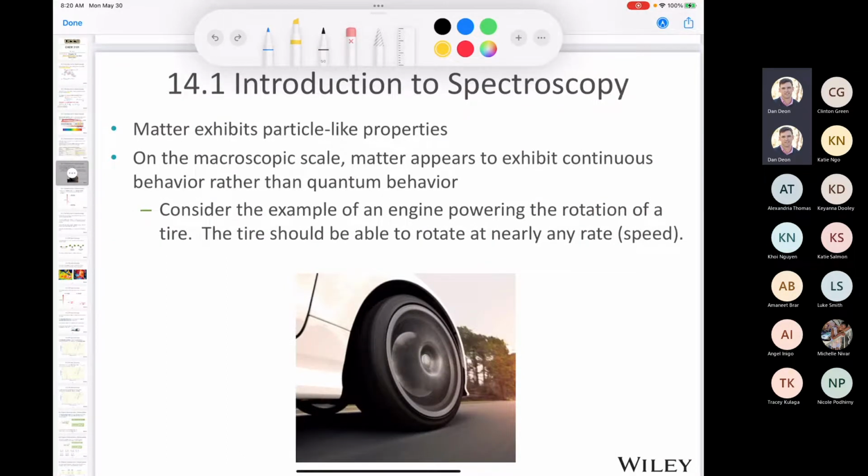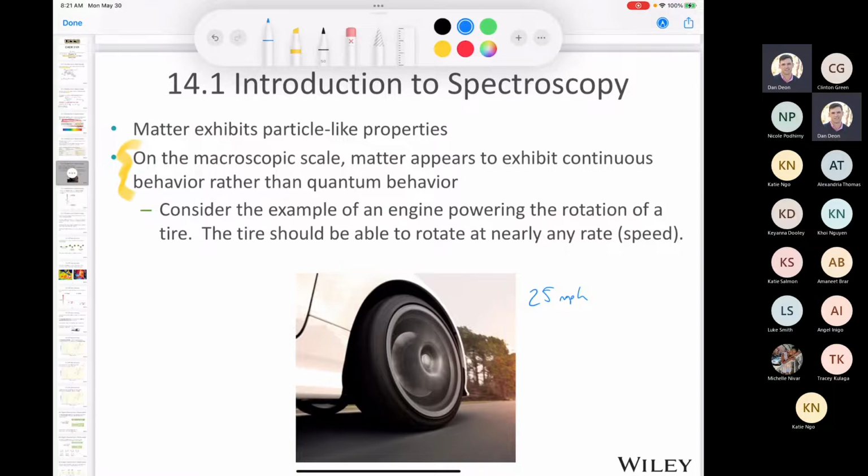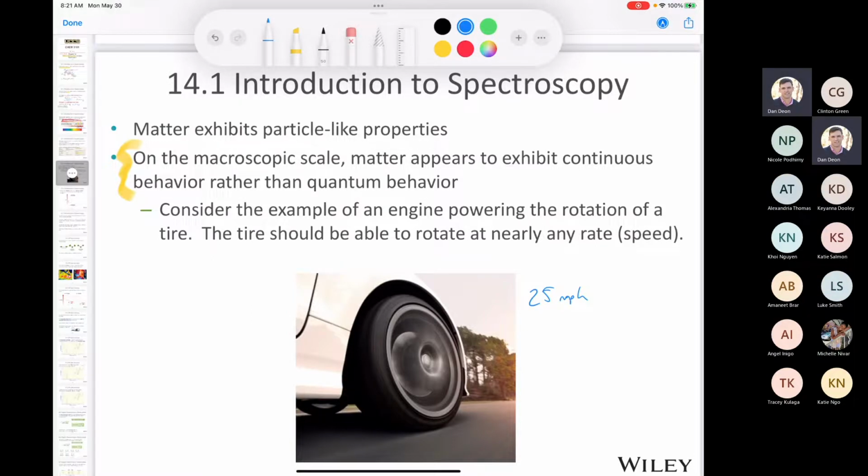All right, well, let's get into it a little bit more here. It says that matter exhibits particle-like properties. On the macroscopic scale, matter appears to exhibit continuous behavior rather than quantum behavior. And if you're wondering, what does this mean exactly? Well, let's think about if we have a tire spinning on an axle, okay? If I asked you, I want you to make this tire spin at exactly 25 miles per hour. Well, your ability to cause that tire to spin at 25 miles per hour is only going to be limited by the precision of the accelerator and the instrument that's reading the speed.